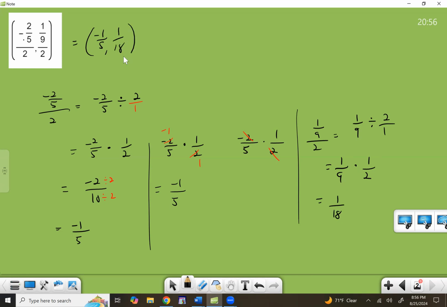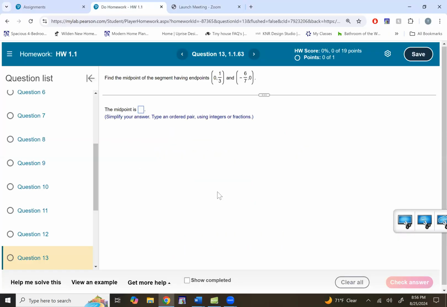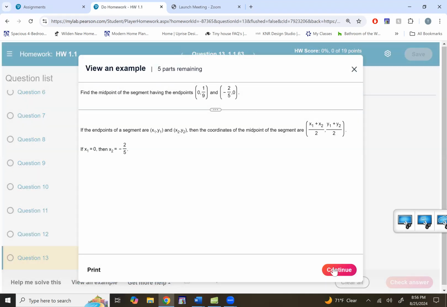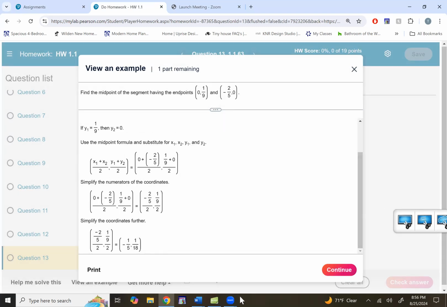Hopefully this is what they ended up having in the view example for this one. Let's see what they got in the end. 1/18th, hopefully. There it is. Cool. We're looking good.